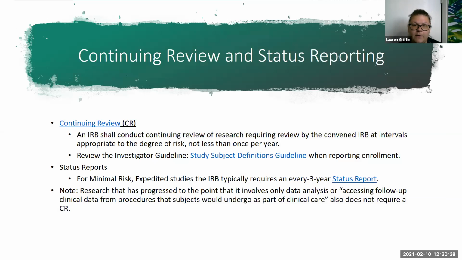And then we have continuing review and status reporting. So once your study is approved, that doesn't mean that you're done with us. You still have to check in. We want to see what's going on, whether anything's changed, how many people you've enrolled. So continuing review is something that happens generally once per year. We have a guideline on how to report enrollment, which is really helpful. Not every study has to come back to us every year. So minimal risk expedited studies typically submit a status report every 3 years. And if you have a study where you've been testing a drug, you've been testing a device, everybody's done with that particular part of the study, and all you're doing is looking at the data now, maybe collecting a little bit of follow-up information.